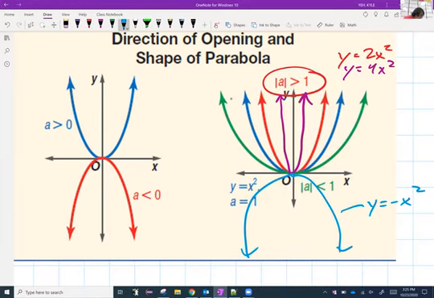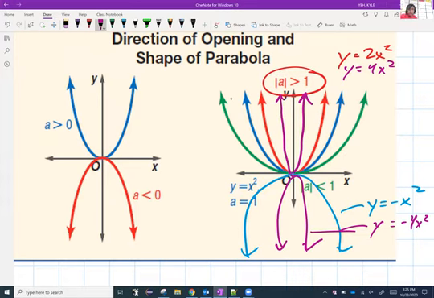Well, that means that using the same color, y equals negative 4x squared would still be super skinny and super steep. It's just facing down, right? It's just facing the other direction. So the more positive or the more negative the a value gets, the steeper it is.